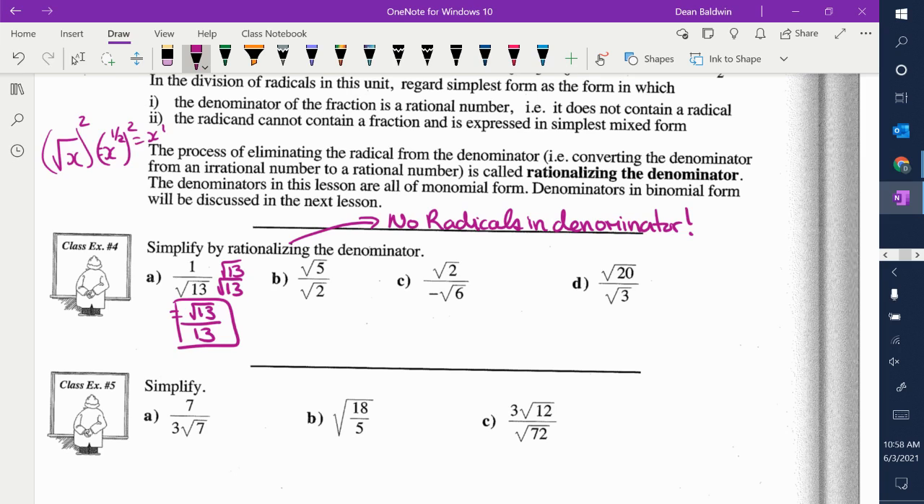Okay? B, what am I multiplying by? Top and bottom. So what does the top become? Root 10. And the bottom is? Can you break the 10 up? No, we're done. C, what am I going to multiply by? Negative root 6.